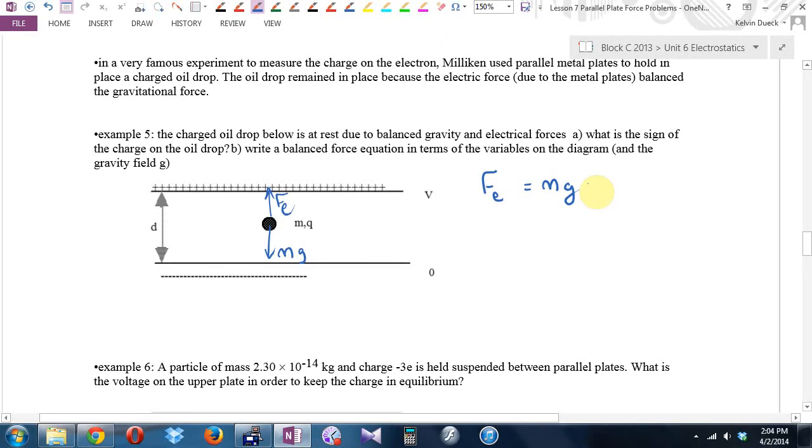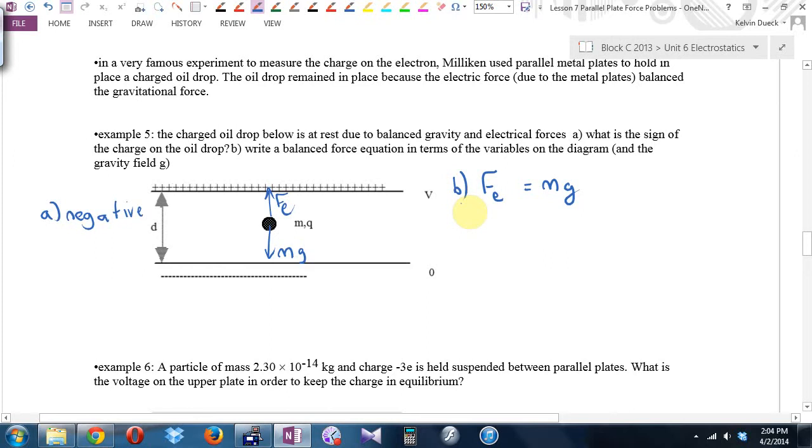By the way, part A says, what's the sign of the charge on the oil droplet? What would the charge on that oil droplet have to be for it to want to move up, positive or negative? Negative. Okay, so part A, we can say negative. Part B, here is a balanced force equation.